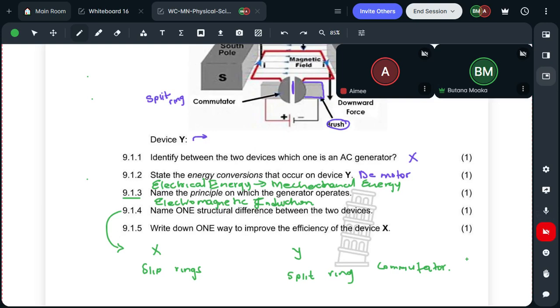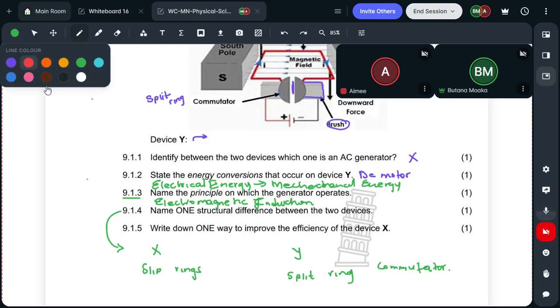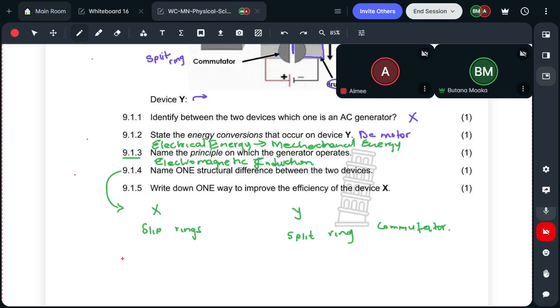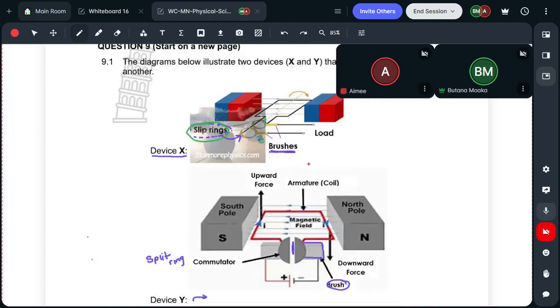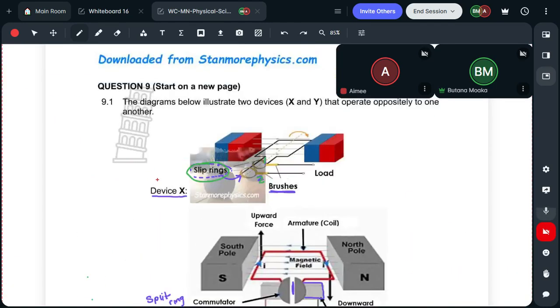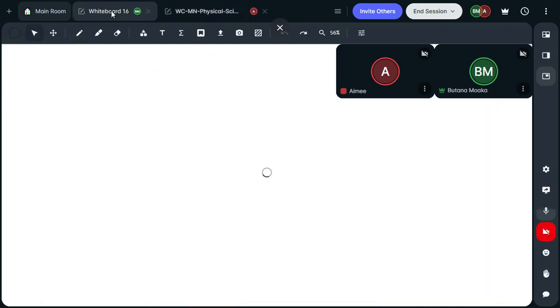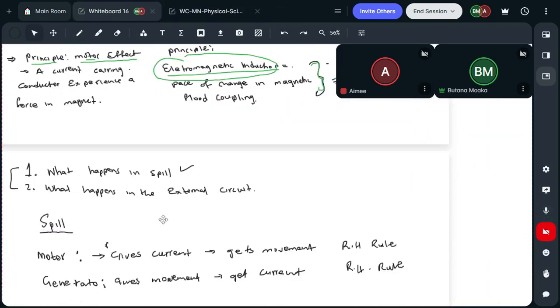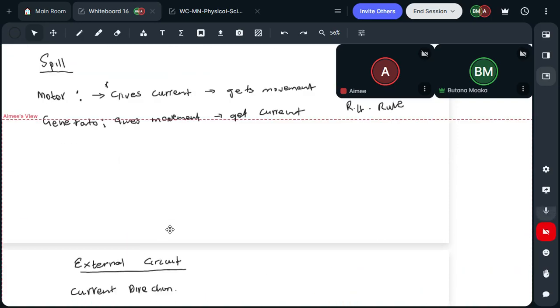Okay. I think we talked about this question yesterday, and I'm not sure if it's yesterday or the day before. To answer 9.1.5, write down one way to improve the efficiency of device X. Device X, we said, is an AC generator. I'm not sure if I did give you these notes. Let me quickly confirm and see if I gave you everything.